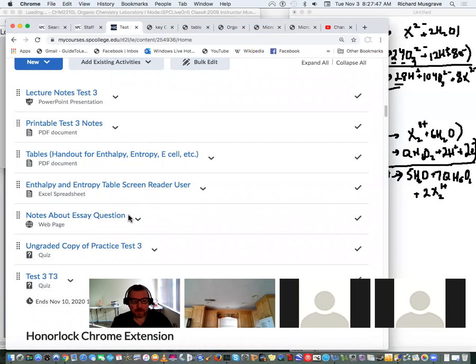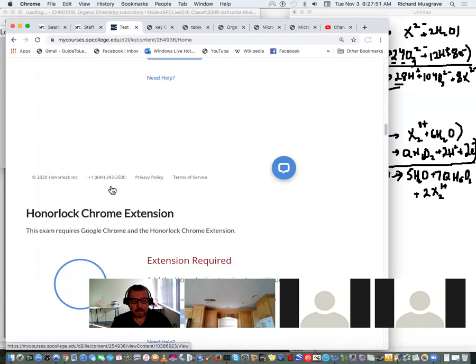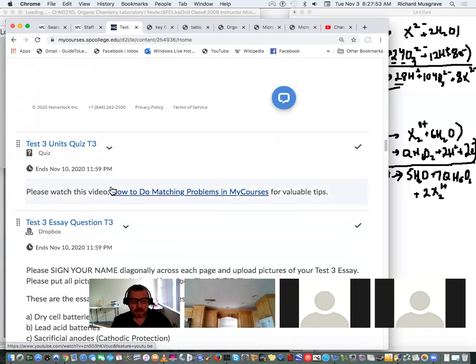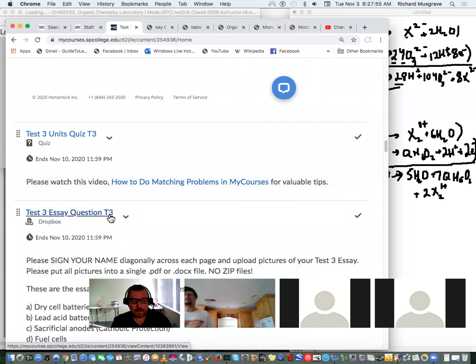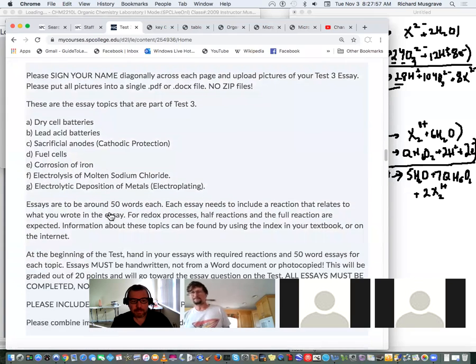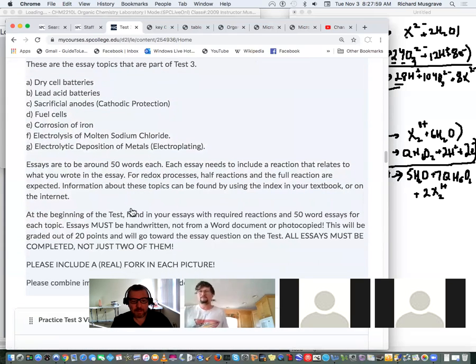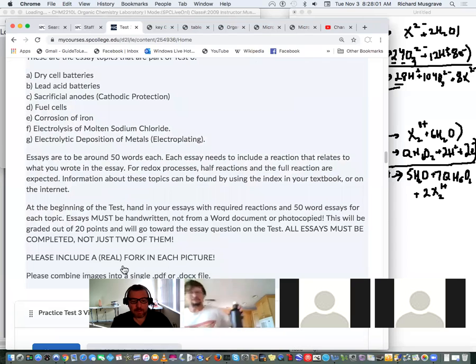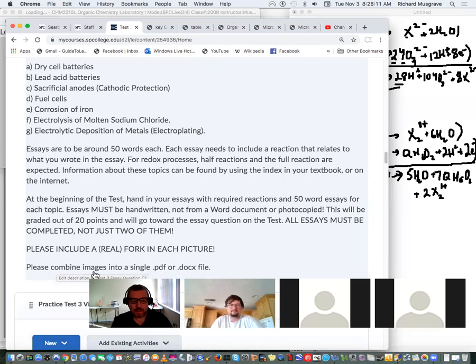Now, what am I doing? That's right, I'm looking at the Dropbox. Okay, so there's the Dropbox, and these are the conditions. It's the same thing. You'll have to include a real fork in each picture. Okay, a fork. And all of these have to be combined into a single PDF or docx file.